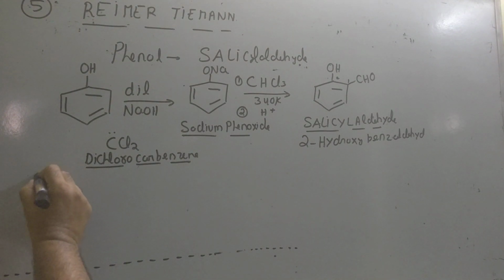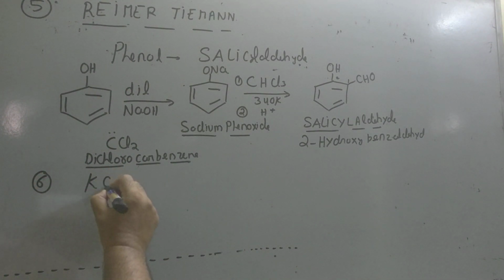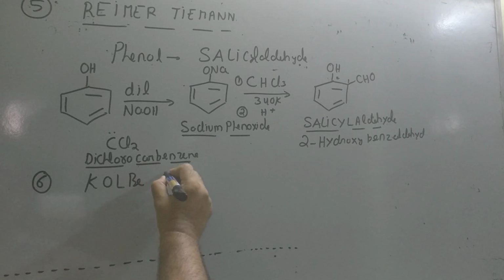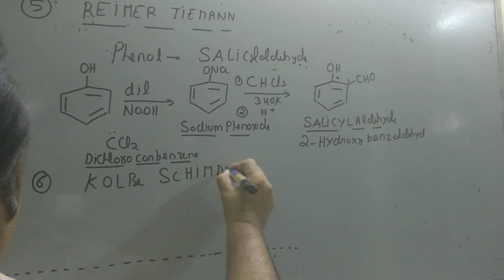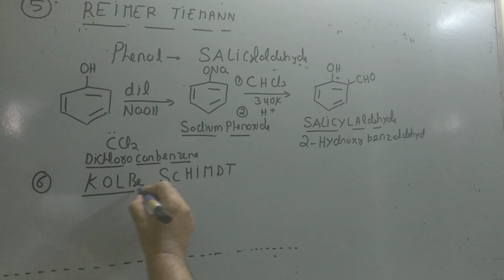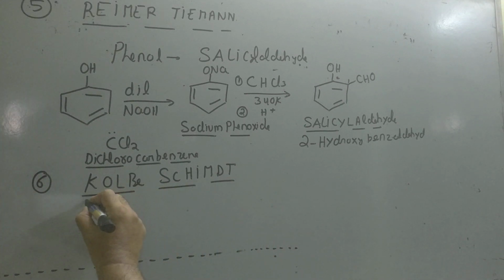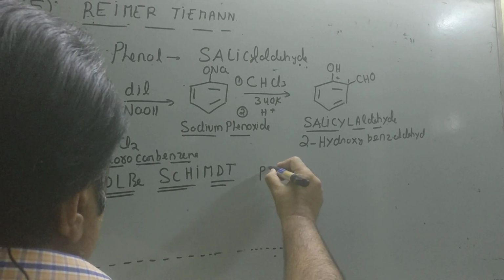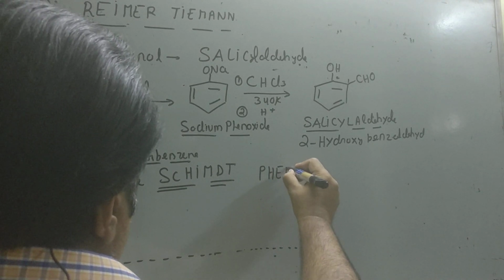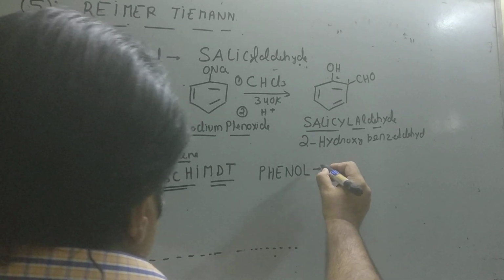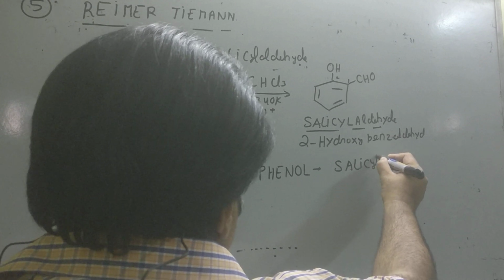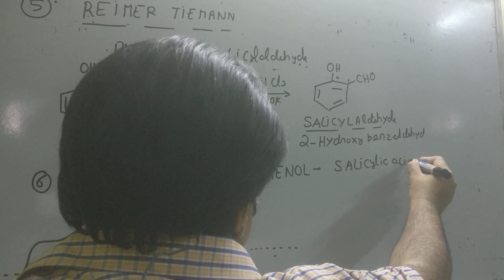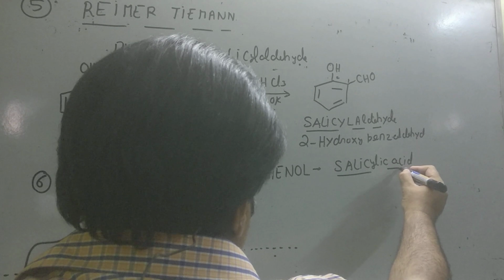Now the next reaction that we are supposed to discuss is called the Kolbe-Schmidt reaction. Again a named reaction. Again, an example of electrophilic substitution reaction in which carbon dioxide acts as an electrophile. In this, we can convert phenol into an acid called salicylic acid. And salicylic acid is used to make an important drug called aspirin, the medicine called aspirin.